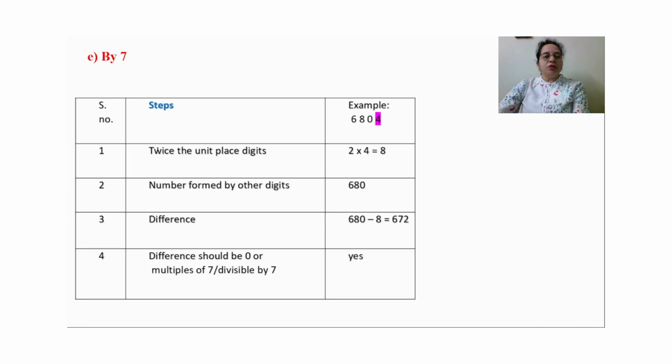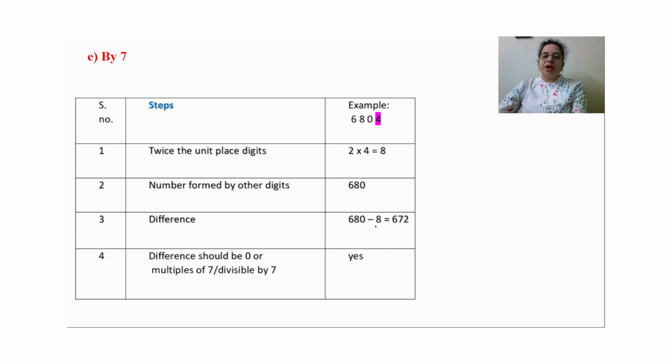By 7, here also we use 4 steps. Actually the divisibility test by 7 is a little bit time taking. It's always better to divide by 7, but I'm explaining the test over here. So here we take twice the unit place digit. So 4 twice, 2 fours are 8. Then the number formed by the other digits, so leave this, which numbers are there, 680. Then find the difference of the first and second number.